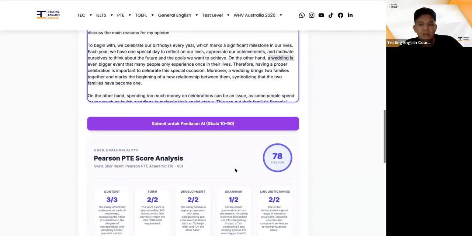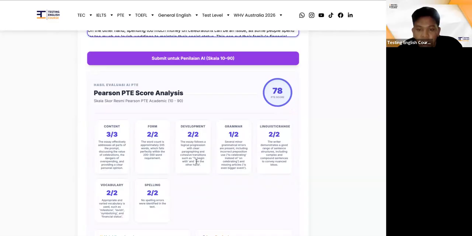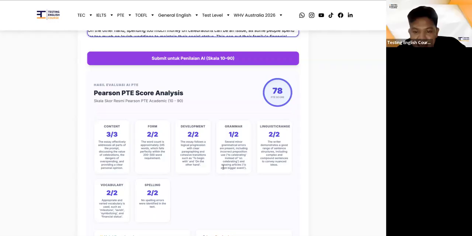Dia bilang kurang maybe artikel. Harus tambah an, is an event. Oh, okay, let's see. Is an even bigger. Apa maksudnya? The missing article is even bigger event.